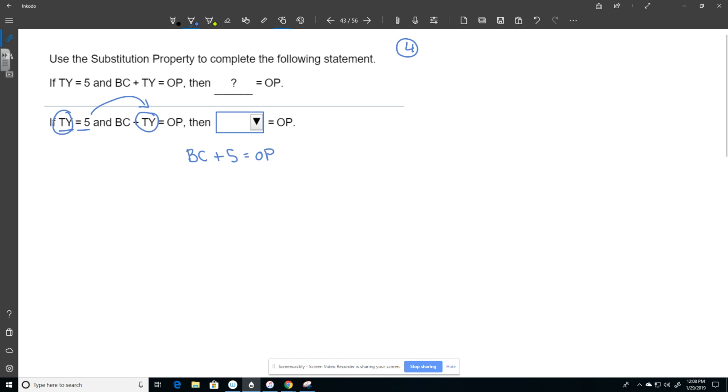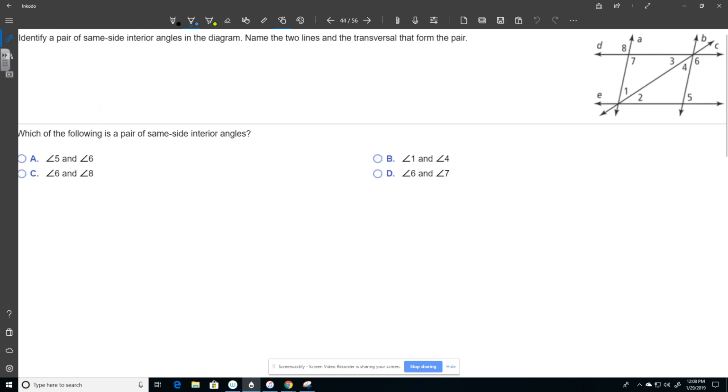And I think it even gives you a drop-down menu. So you don't even have to type that in. You just have to recognize which one is the correct one. Okay, number 5.